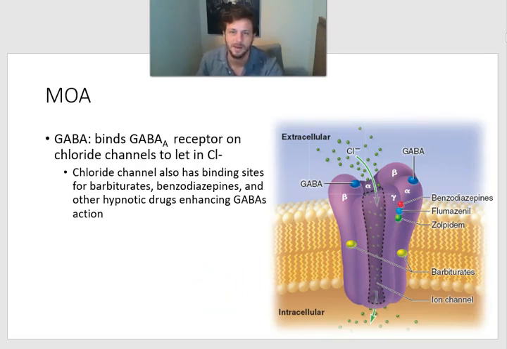So the way that all these drugs work is that GABA binds and this chloride channel opens up. You see this chloride channel has 5 units. It has 2 betas, 2 alphas, and then this gamma. The way that the benzos and the barbiturates and all these work is they help keep that channel open longer, which allows more chloride to pour in.